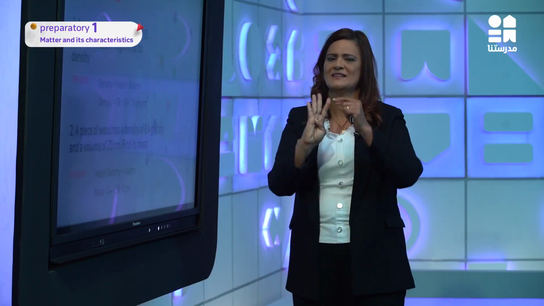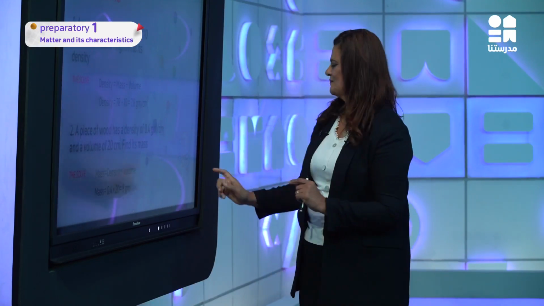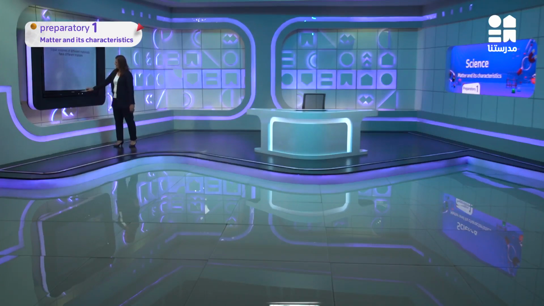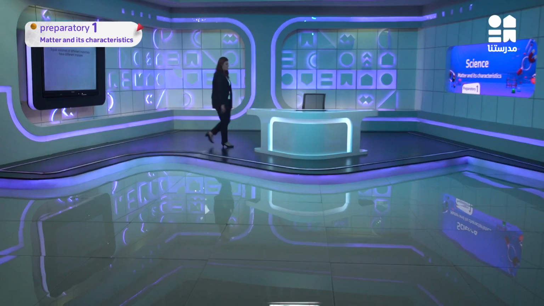يبقى هما هنا 4 حاجات. إيه هما ال4 حاجات؟ I must first write إيه؟ the rule. And then substitute. Calculate. And then the last point I should write the unit. Don't forget the unit. Okay? Okay, let's continue with our rest of the lesson.